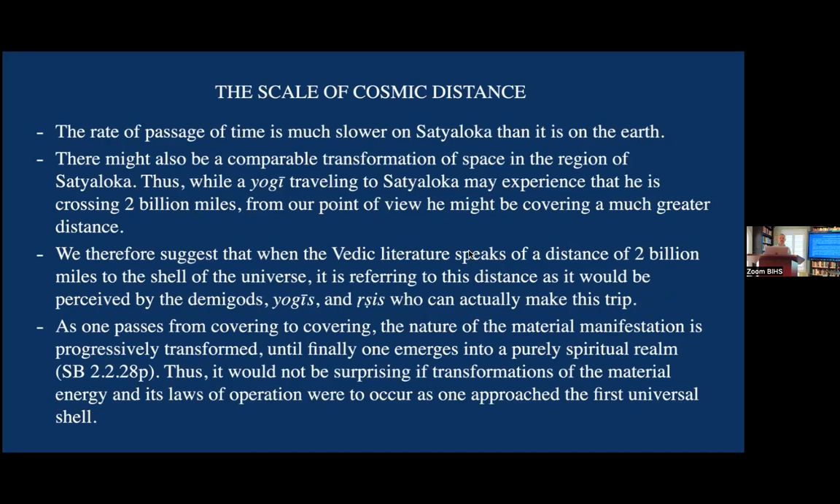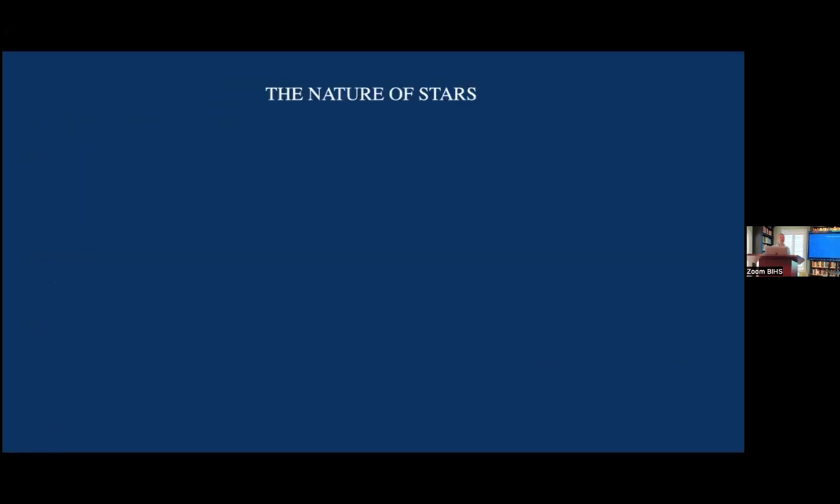We therefore suggest that when the Vedic literature speaks of a distance of 2 billion miles to the shell of the universe, it's referring to the distance as it would be perceived by the demigods, yogis, and rishis who can actually make this trip. As one passes from covering to covering, the nature of material manifestation is progressively transformed until finally one emerges into a purely spiritual realm. Thus, it would not be surprising if transformations in material energy and its laws of operation were to occur as one approached this first universal shell. He's talked about this in many places. So I'm not saying this solves the conundrum, but it's an interesting insight into how perception can change actual sizes.